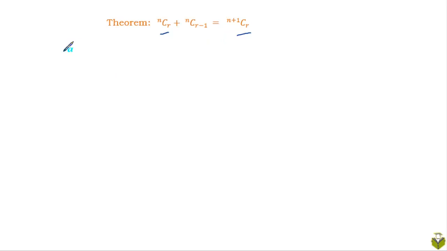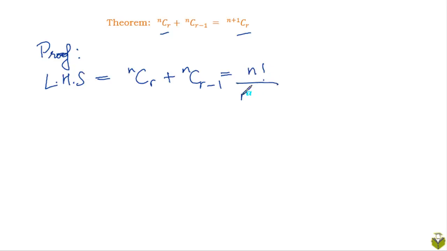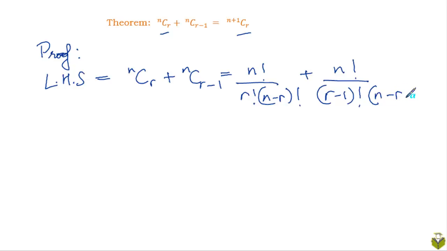So I'll just get to the proof, which is actually not that complicated. A small number of tricks are involved. So let us start on the left hand side. The left hand side is nCr plus nCr minus 1, right? So I'll just expand it. n factorial divided by r factorial, n minus r factorial, plus n factorial divided by r minus 1 factorial and n minus r plus 1 factorial, right?